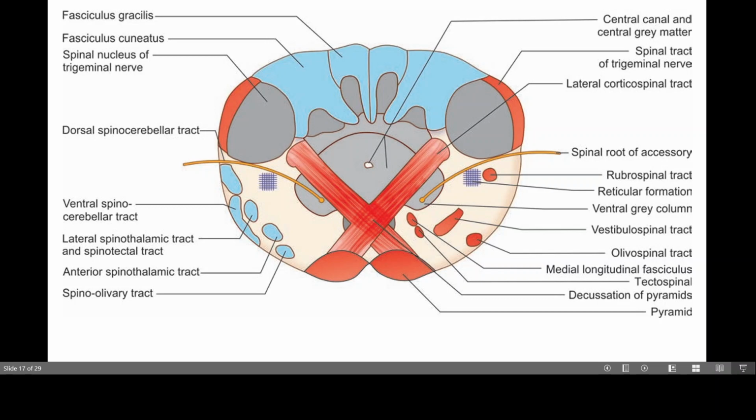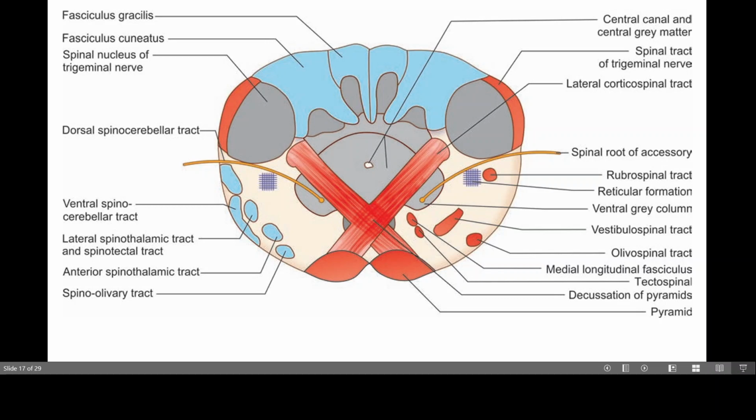The only difference is that pain and temperature travel in the lateral spinothalamic tract, whereas in the anterior spinothalamic tract, the impulses from which modalities of sensation are being carried? That is crude touch and pressure and itching and tickling. Those kinds of sensations are carried in the anterior spinothalamic tract, whereas pain and temperature are carried in the lateral spinothalamic tract.